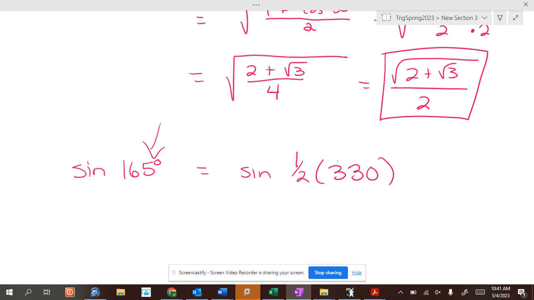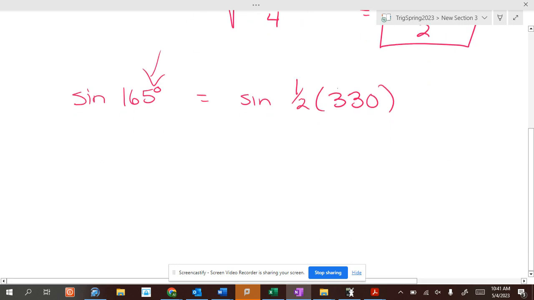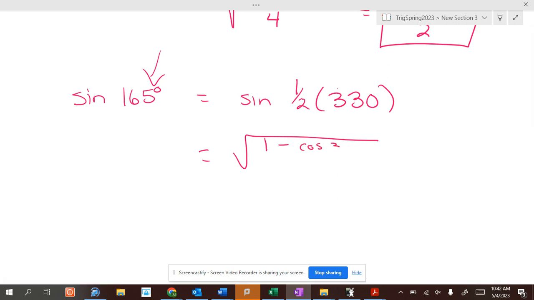Quadrant 2. Is sine positive or negative in the second quadrant? Positive. So we just have a positive square root. Don't have to worry about a negative here. So it's the square root of 1 minus the cosine of 330 degrees over 2. We always use cosine with this formula, with sine and cosine. What's the cosine of 330 degrees?